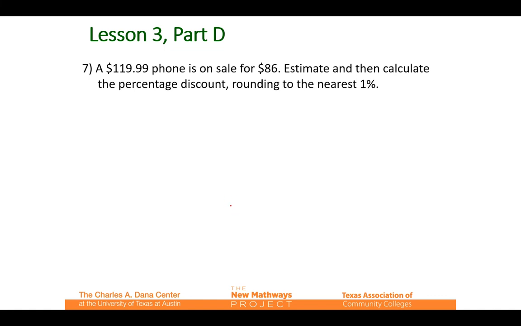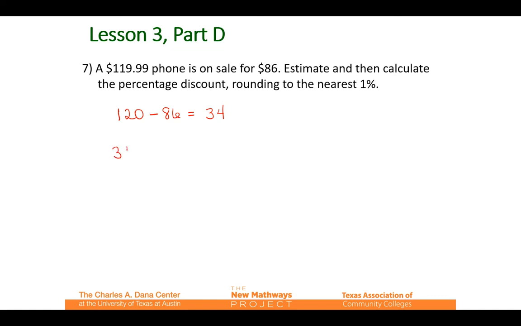A $119.99 phone is on sale for $86. Estimate and then calculate the percentage discount, rounding it to the nearest 1%. Okay, so we want to estimate. So our phone is about $120, and they're going to sell it for $86. We can do that without using a calculator. That's going to save us $34.